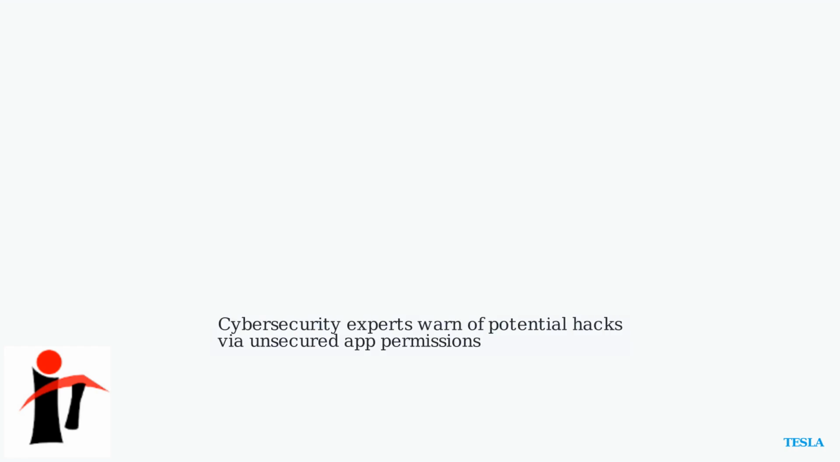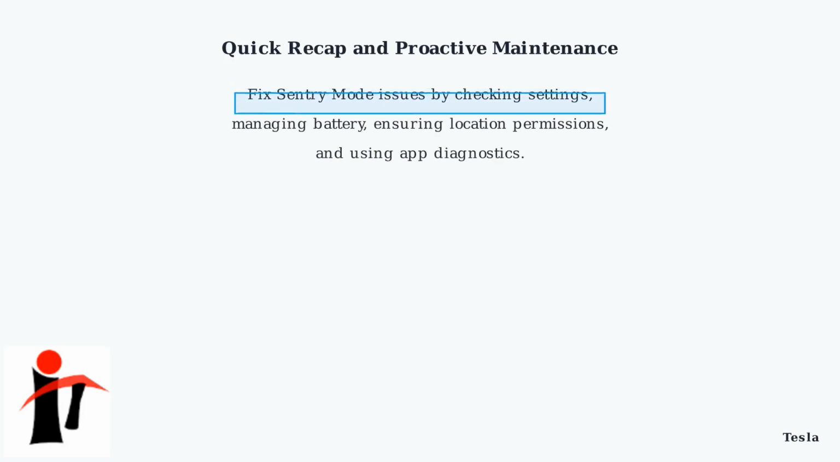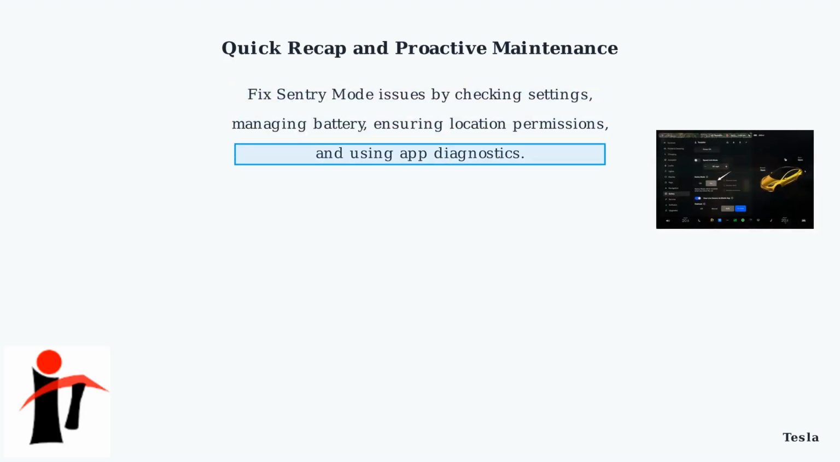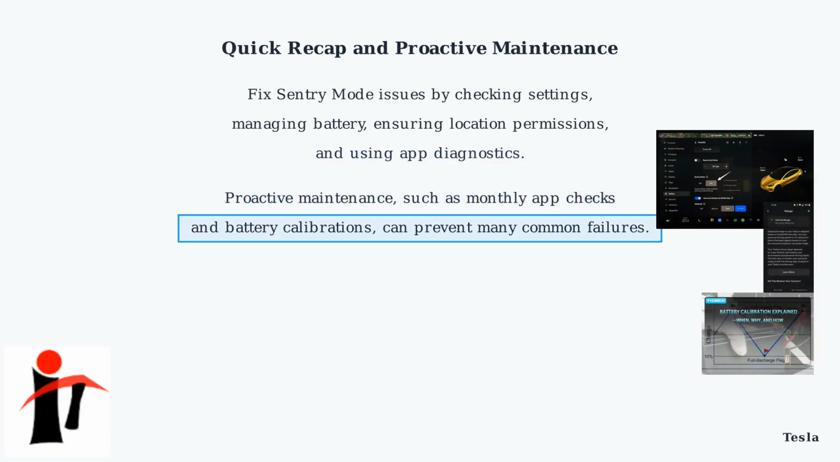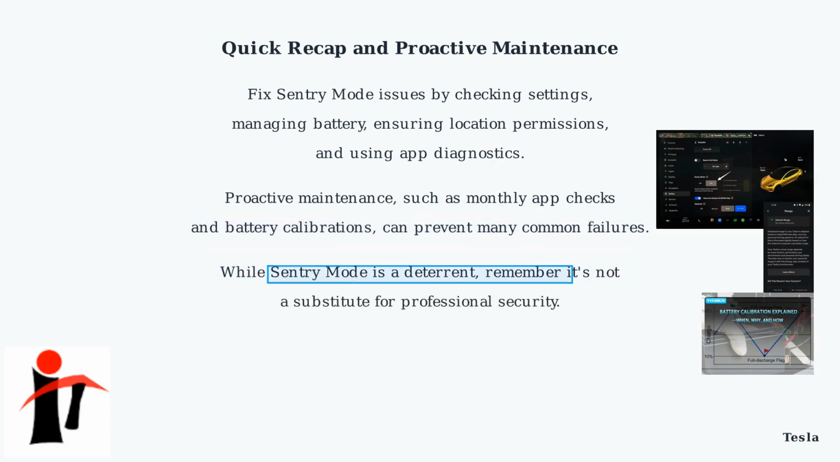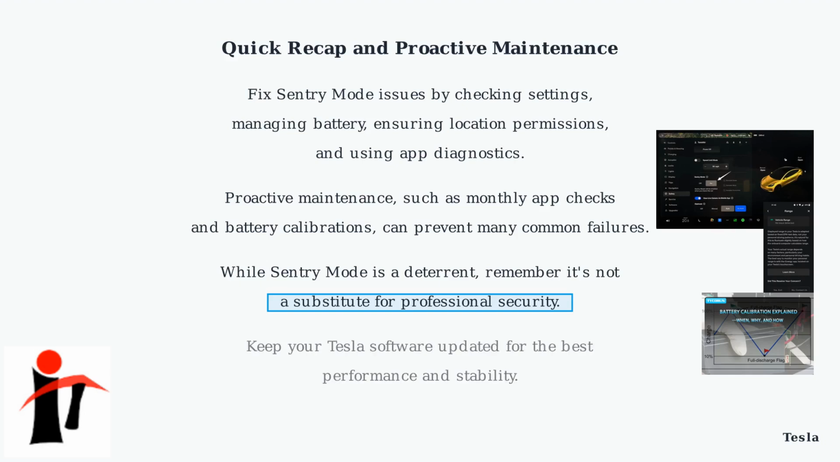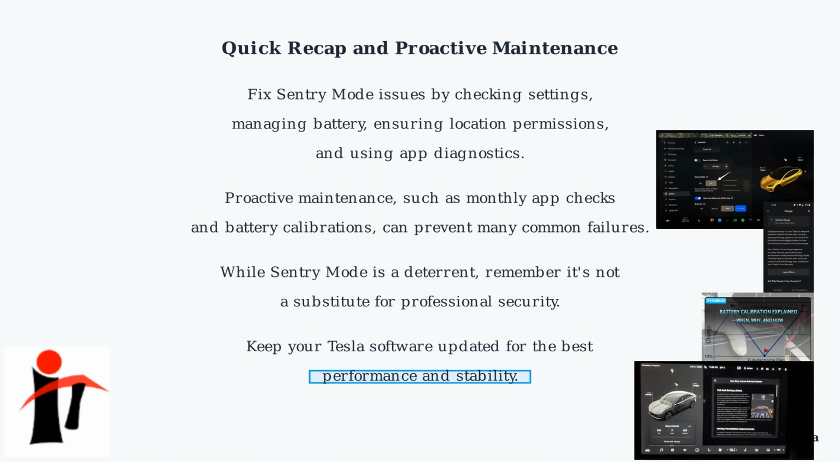However, cybersecurity experts warn of potential hacks via unsecured app permissions. They urge users to enable two-factor authentication to protect their Tesla accounts. To summarize, fix Sentry Mode issues by checking settings, managing battery, ensuring location permissions, and using app diagnostics. Proactive maintenance, such as monthly app checks and battery calibrations, can prevent many common failures. While Sentry Mode is a deterrent, remember, it's not a substitute for professional security. Keep your Tesla software updated for the best performance and stability.